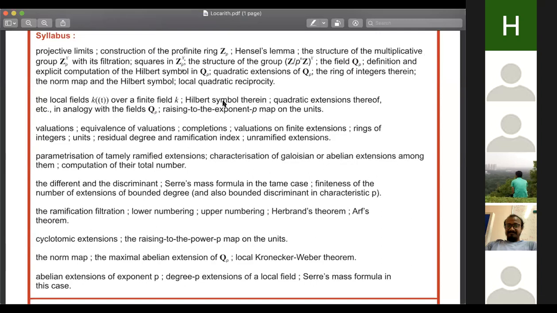Let's see. Okay, so the overview is we'll talk about projective limits. So these make sense in an arbitrary category, right? And I've recalled briefly what a category is. So using this notion of projective limits, we will construct a ring called ZP.